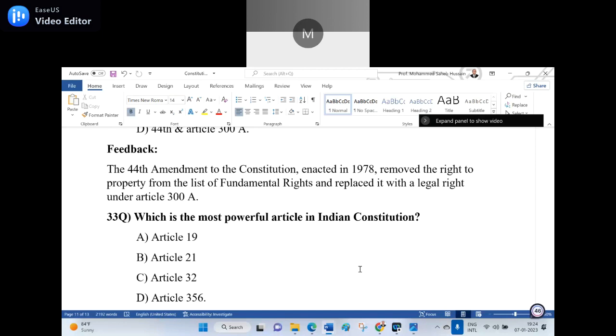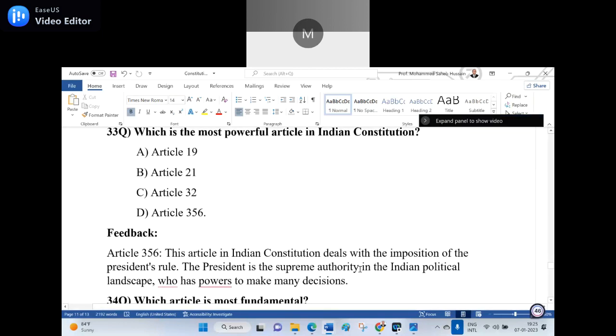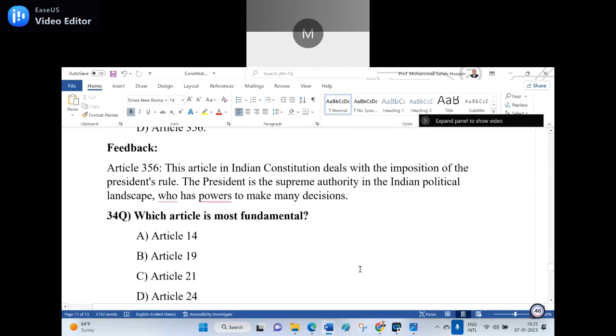What is the powerful Article 356? Who has given the power to whom? Has the husband given the power to the wife, or the wife to the husband? The President is powerful. Article 356 in the Indian Constitution deals with the imposition of President's rule. The President is the supreme authority in the Indian political landscape, who has the power to make many decisions.